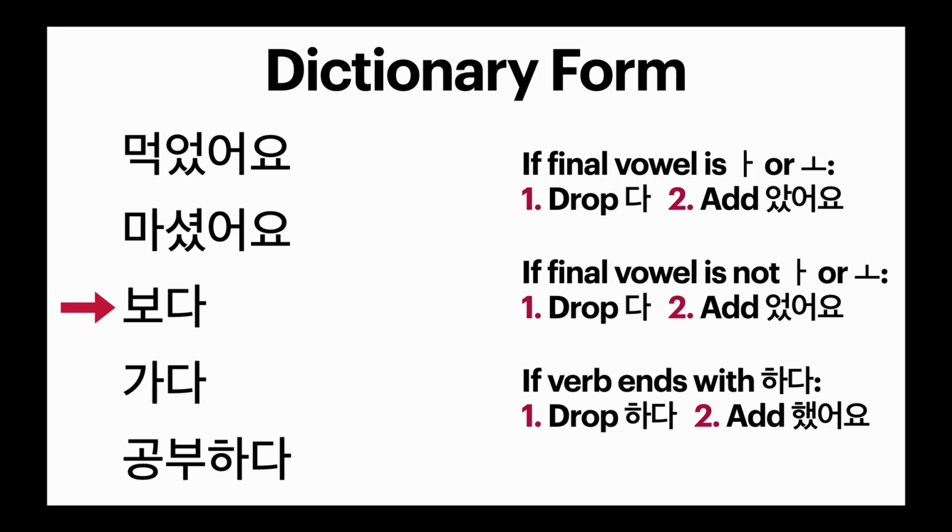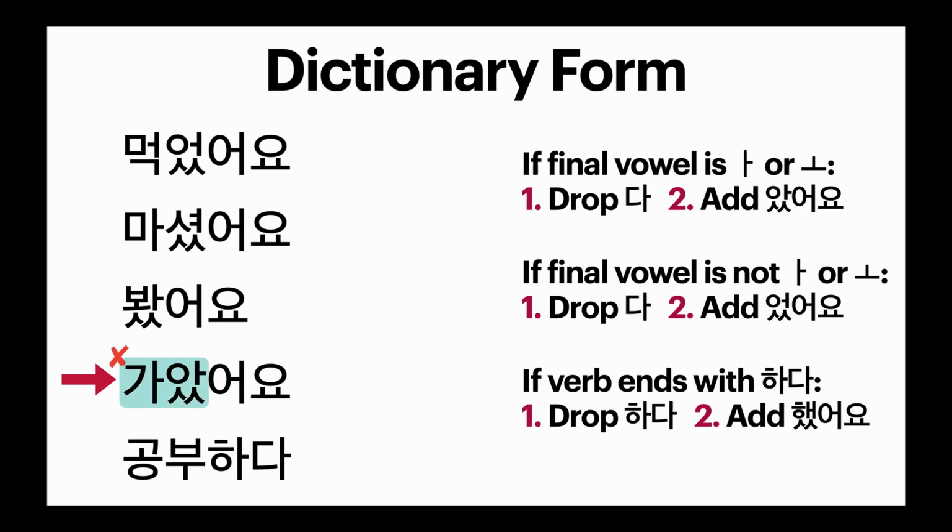보다. 보았어요. But again, this 보았 tends to combine into 봤. 봤어요. 가다. Following this rule, it would be 가았어요. But just like we learned in the present tense video, this 가아 sound is far too redundant, and so it's technically incorrect, and it will always merge into 가. So now we have 갔어요.